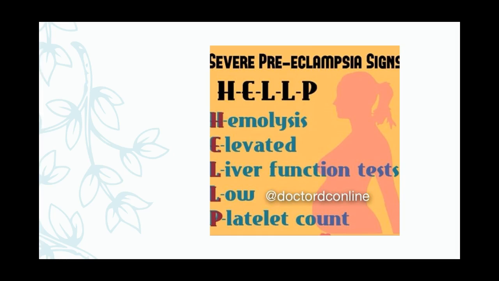Severe preeclampsia signs may end up in HELP syndrome, and HELP syndrome stands for hemolysis, elevated liver function test, and low platelet count. These people will have a lot of complications, and I don't need you to know a lot about HELP. I just kind of want you to know what that stands for.